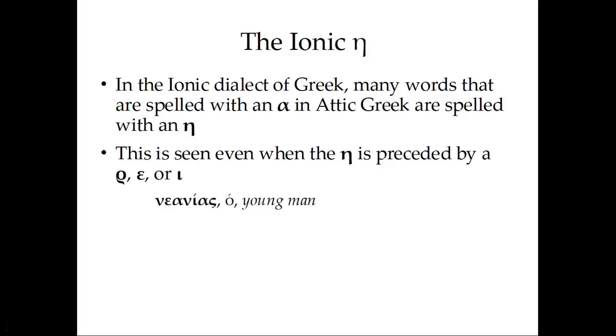For instance, neanias, young man, an important noun of the first declension, a masculine noun of the first declension. It is going to look a little different in Ionic and potentially Homeric Greek. Those alphas are going to be replaced with etas, neanies. It's going to be pronounced differently and it's going to look different. It may or may not scan differently, but this is something we may be seeing.